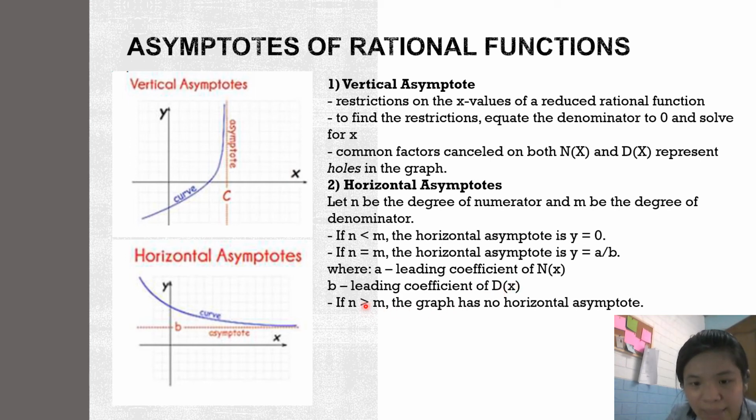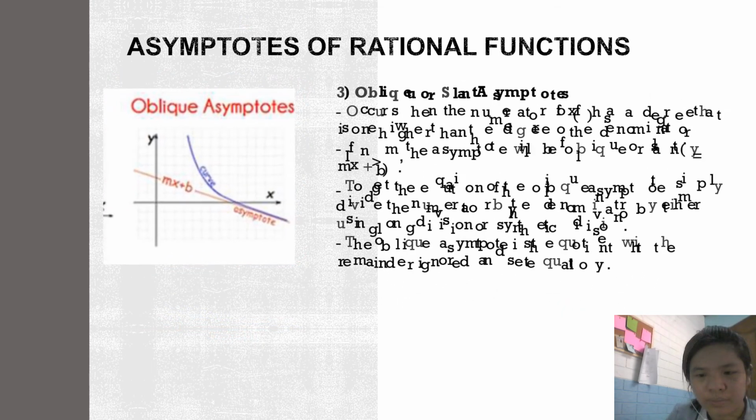So, if n naman is greater than m, halimbawa, example is x cubed plus 9 all over x squared plus 3, ayun, the graph has no horizontal asymptote.